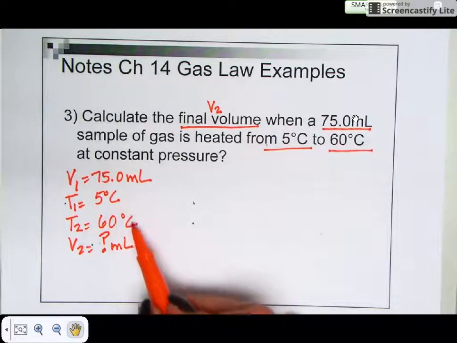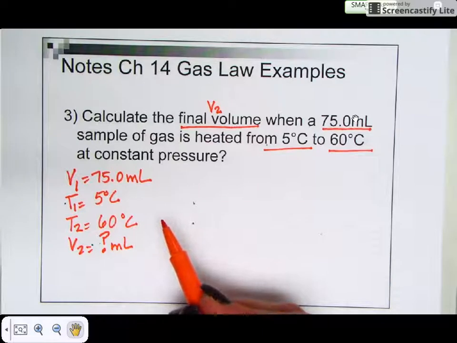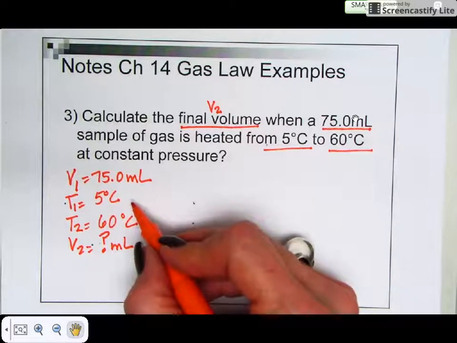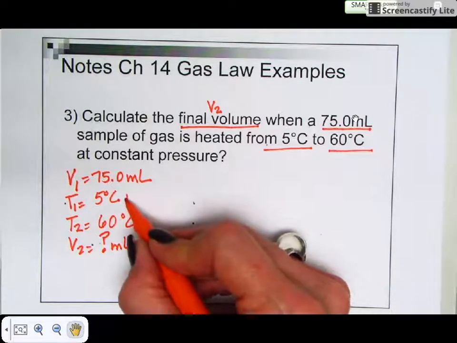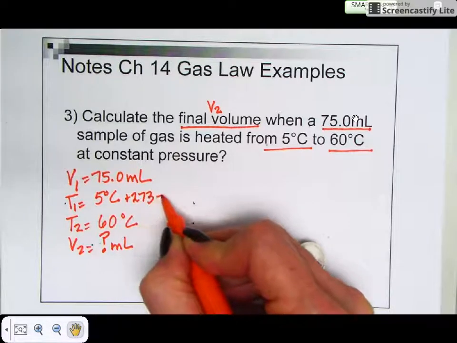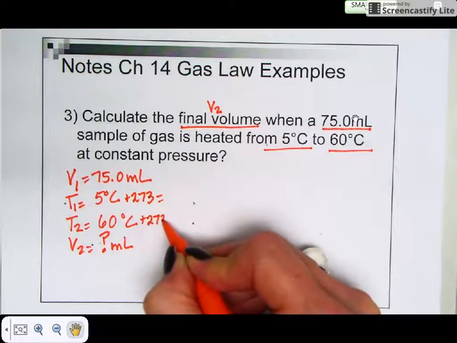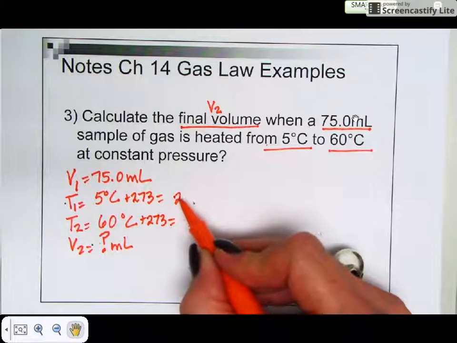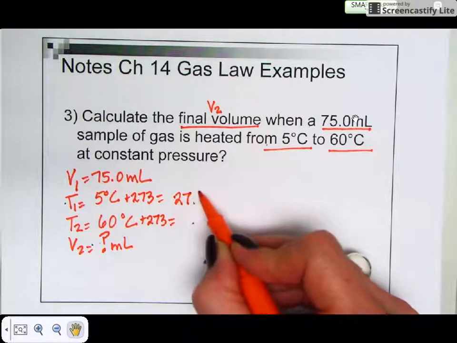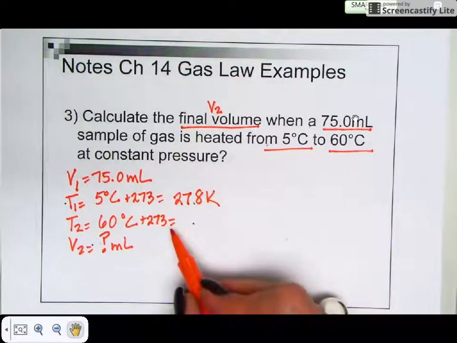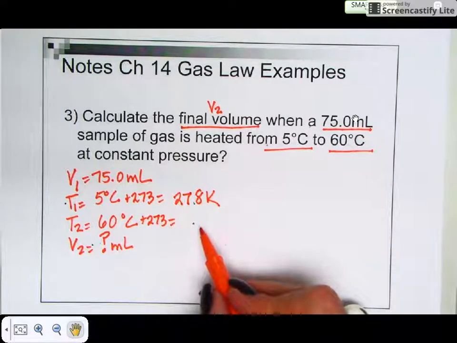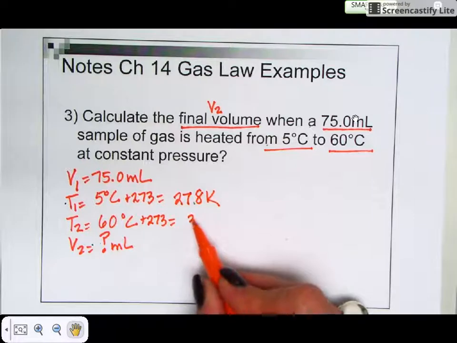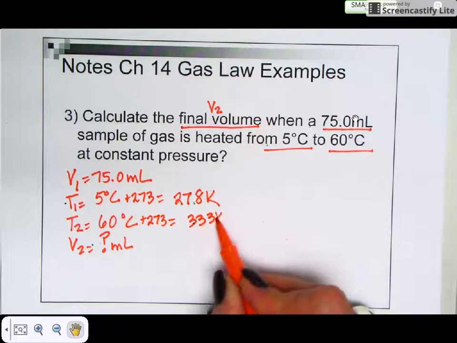Now here, even though both of these temperatures are in Celsius, we cannot leave them in Celsius. The gas laws require you to convert to Kelvin. So that means we need to add 273 always to our temperatures. That's going to give me 278 Kelvin here. And for my T2, it's going to give me 333 Kelvin.